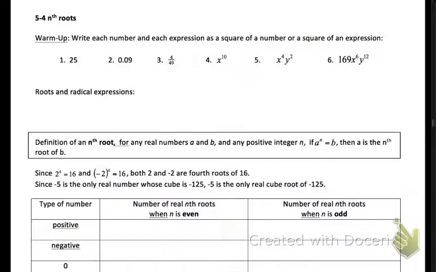But I am here to teach you a lesson on nth roots. It sounded really dramatic. I'm not sure why.